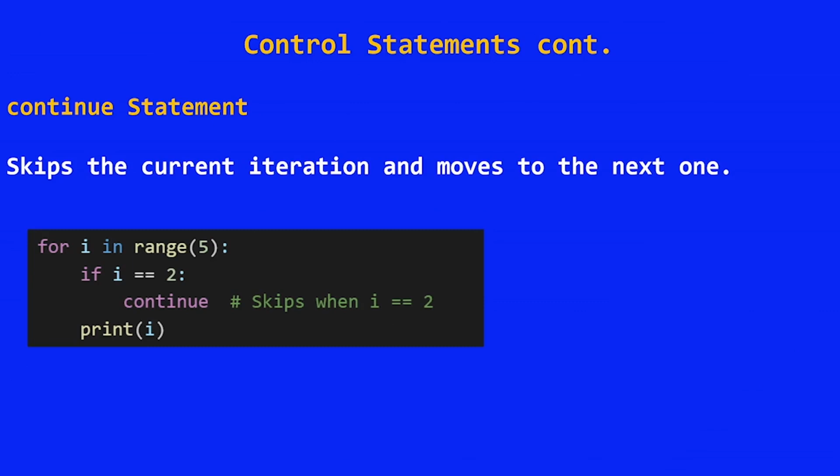In this continuation slide, we're going to look at the continue statement. The continue statement means that it will skip some of the program that the user wants the computer to skip. It skips the current iteration and moves to the next one.